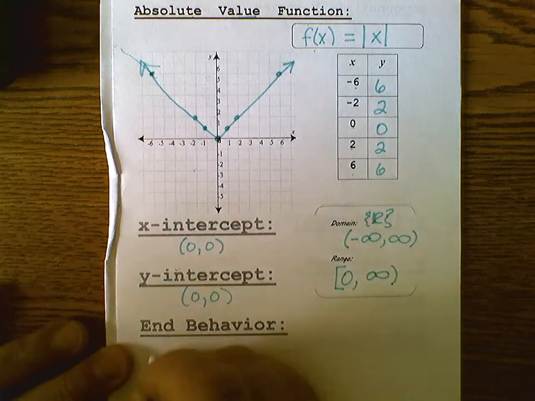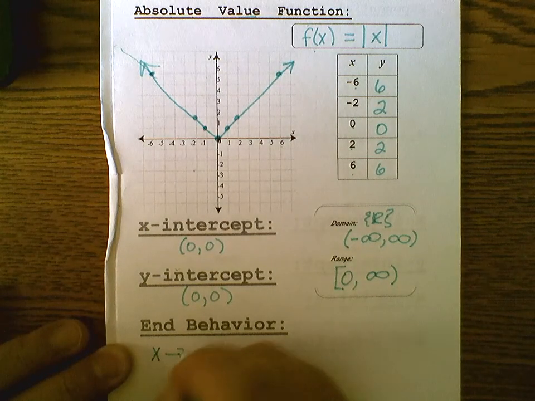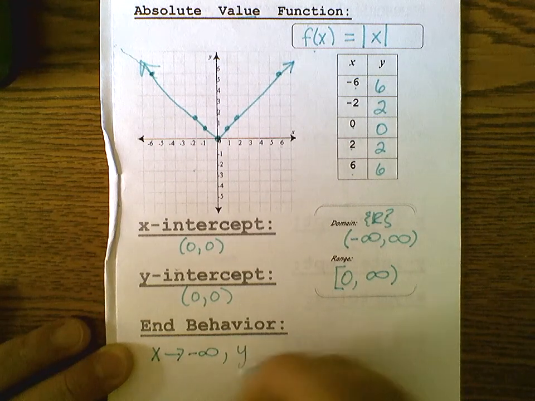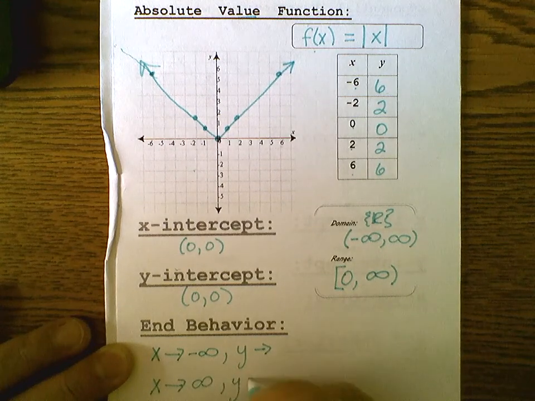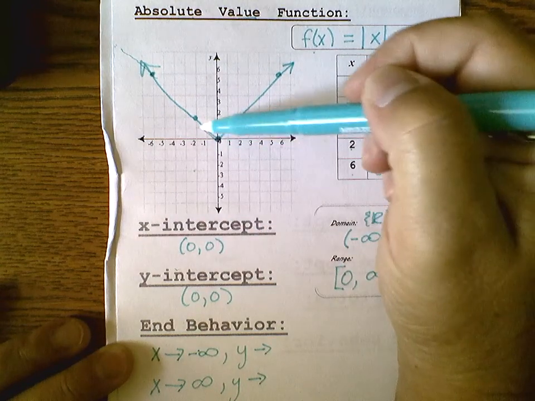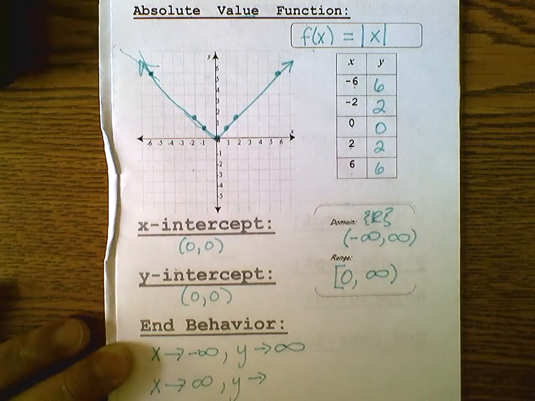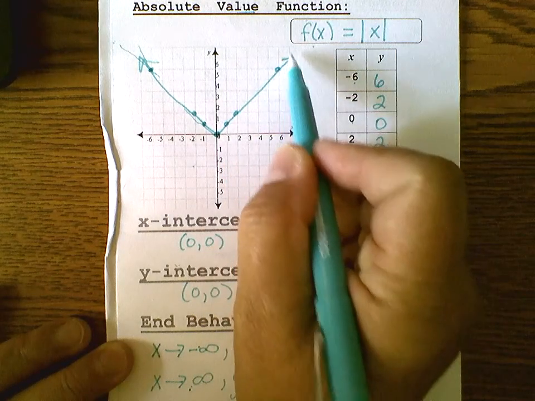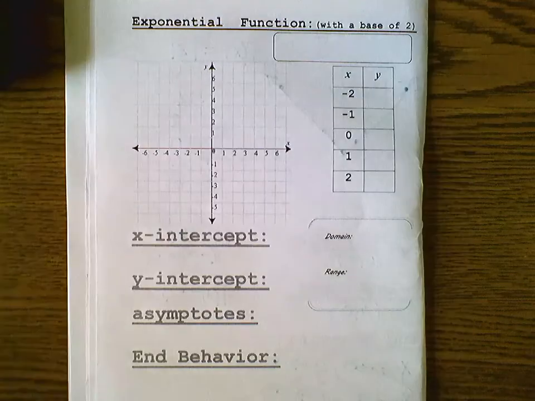So looking at the end behavior, what is the x doing? As x goes to the left, what is the y doing? As x goes to the right, what is y doing? So as x goes to the left, our graph is going upward towards positive infinity. And as x goes to the right, our graph is going upward to positive infinity.